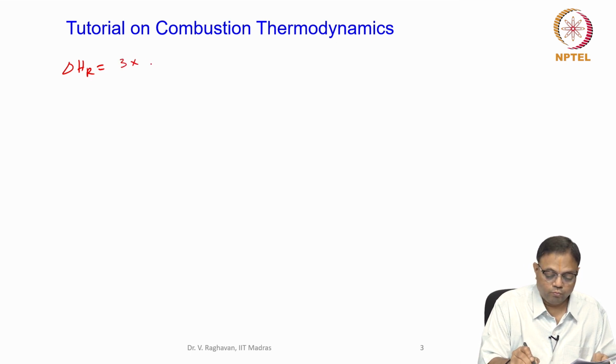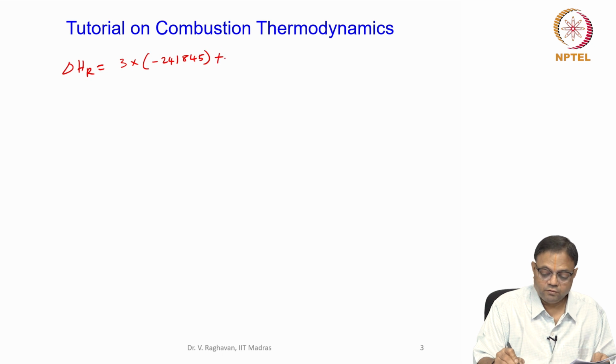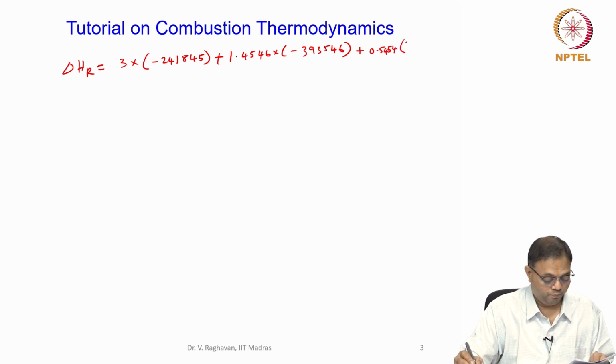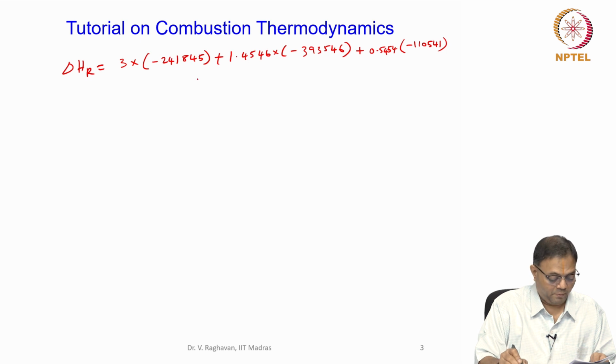3 into minus 241,845 plus 1.4546 times minus 393,546 plus 0.5454 times minus 110,541. This is the HP minus HR.